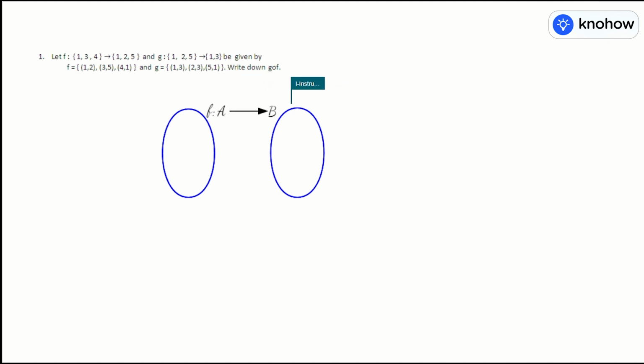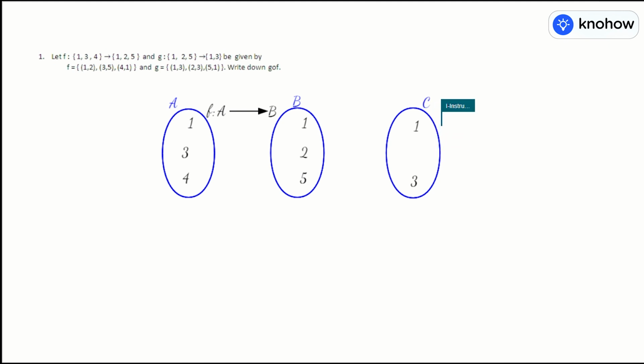What is set A given to you? 1, 3, 4. And what is set B given to you? Say 1, 2, 5. And what is set C? Set C is 1, 3. Let me call it set C. Now F is a function from A to B, and G is a function from B to C.